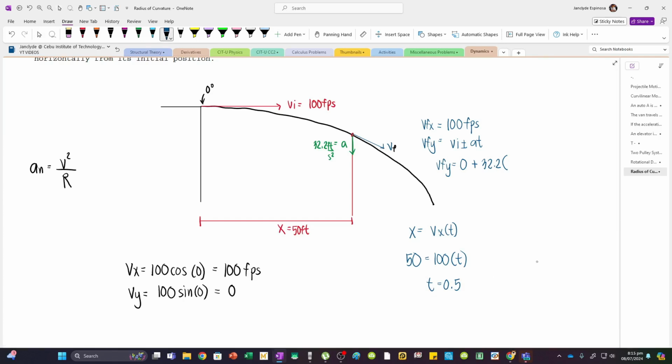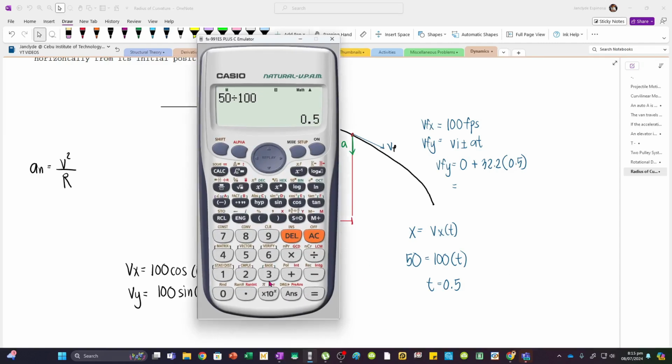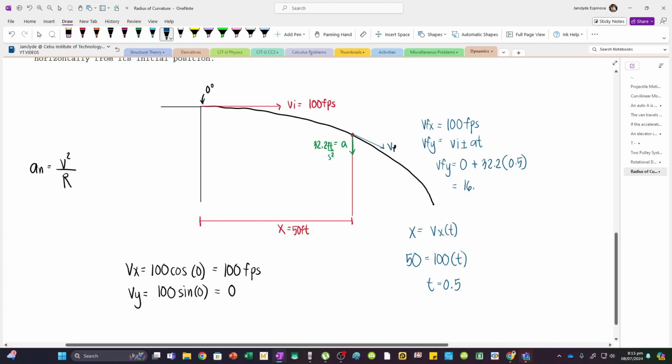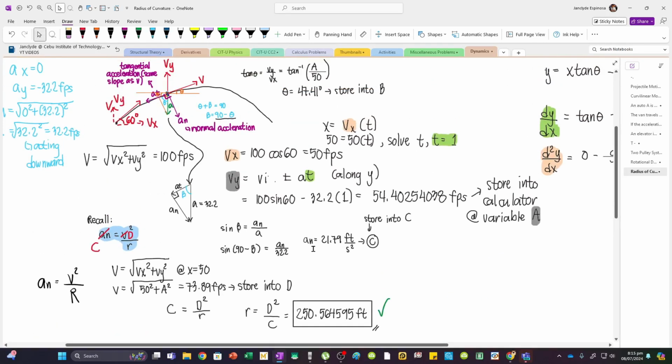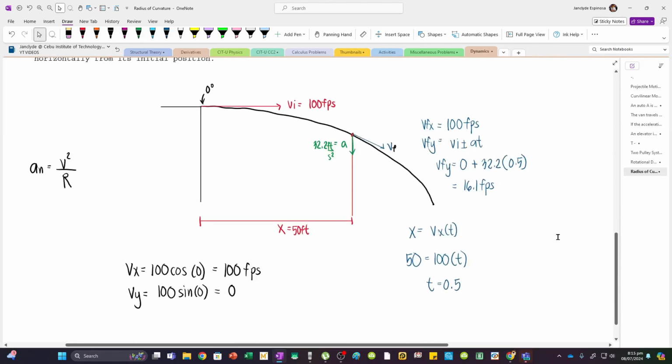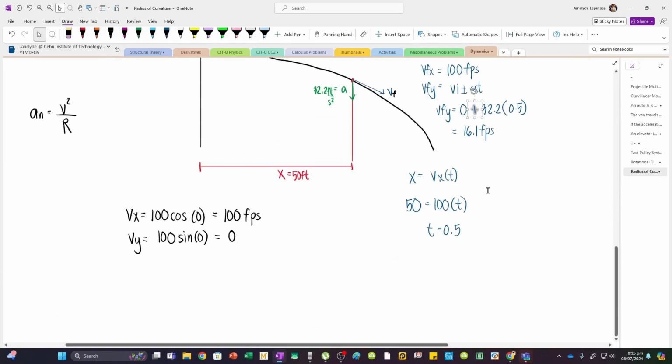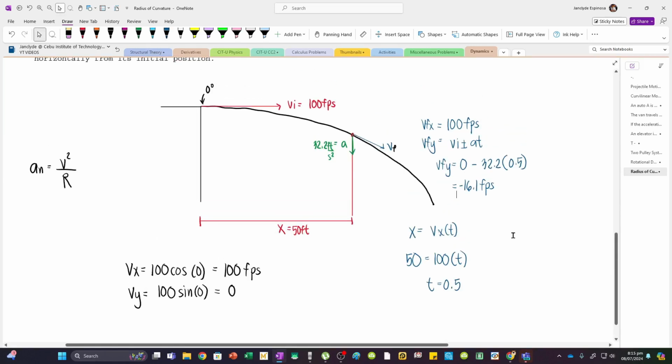And then, we can now solve Vfy. This becomes 32.2 times 0.5. So, we have 16.1. This is FPS. The same lang din dito. Ano na lang, minus kasi yung ginamit natin dito. Let's just also use minus here. So, minus 16.1.